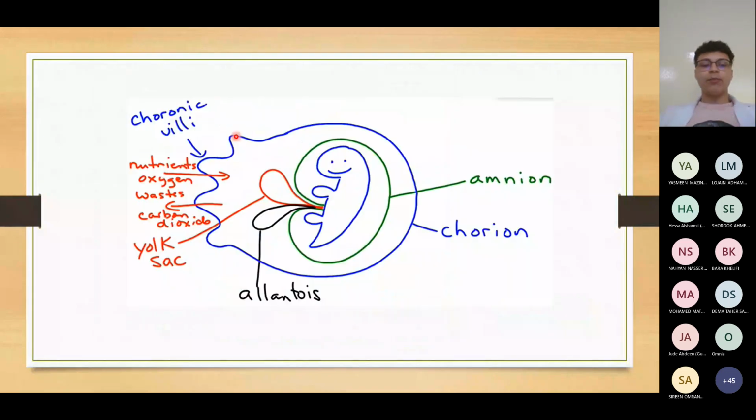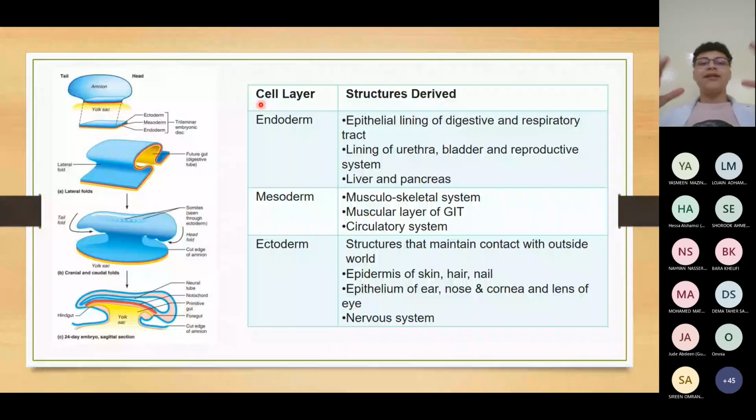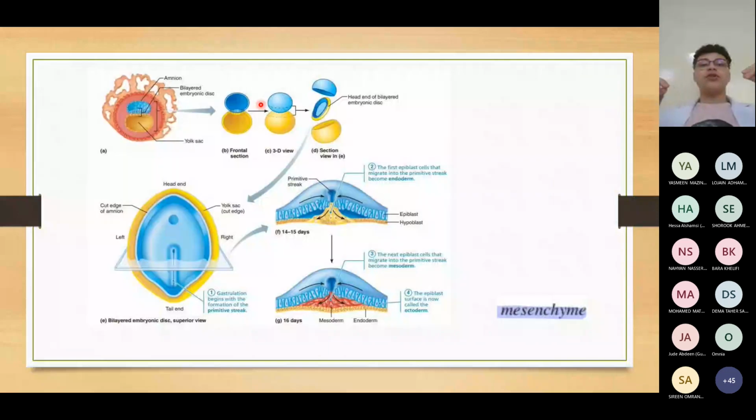Now let's start with the differentiation. I said two important things about a gastrula: the extraembryonic membranes, which I already explained, and the three primary germ layers. So how do these three primary germ layers arise? How do they develop? This process we call gastrulation. The process of the formation of the three primary germ layers is called gastrulation.